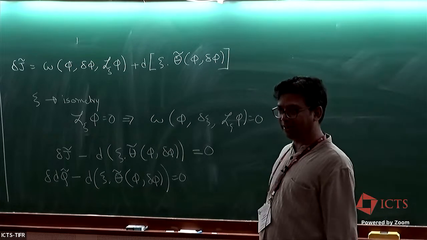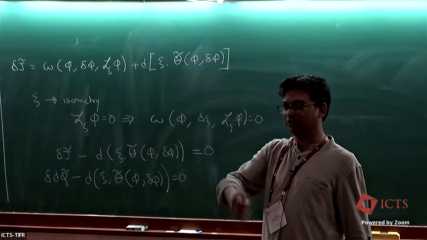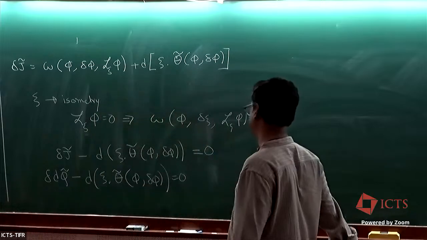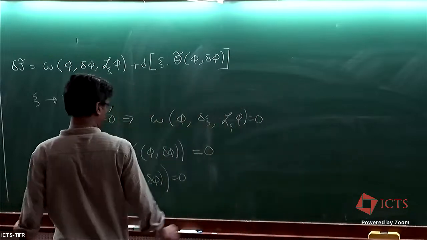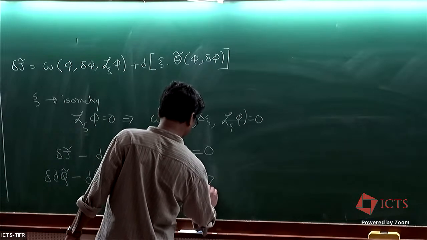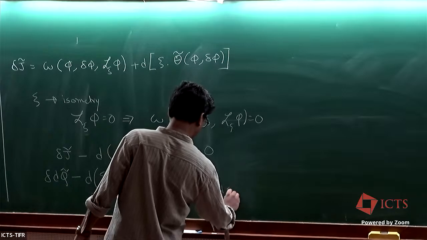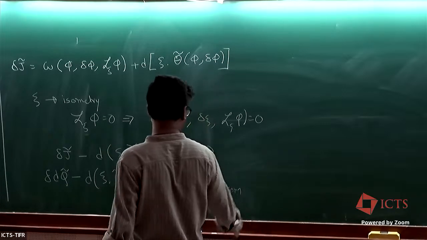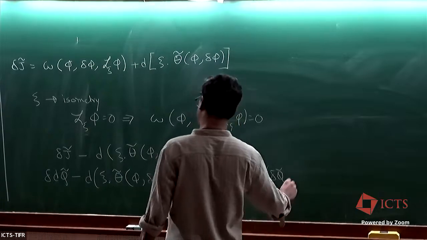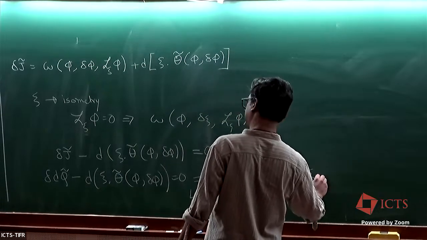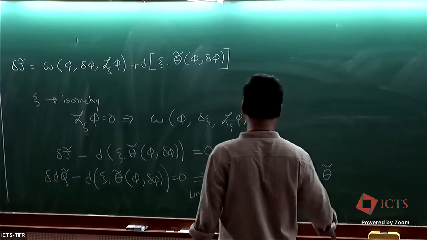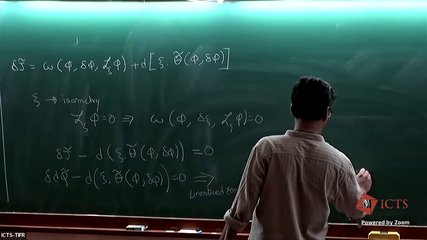It cannot, by definition, be a function. It always depends linearly on the variations del xi and del z. Okay, so therefore, the linearized equation of motion will be d delta q tilde minus xi d xi dot theta tilde phi delta phi.